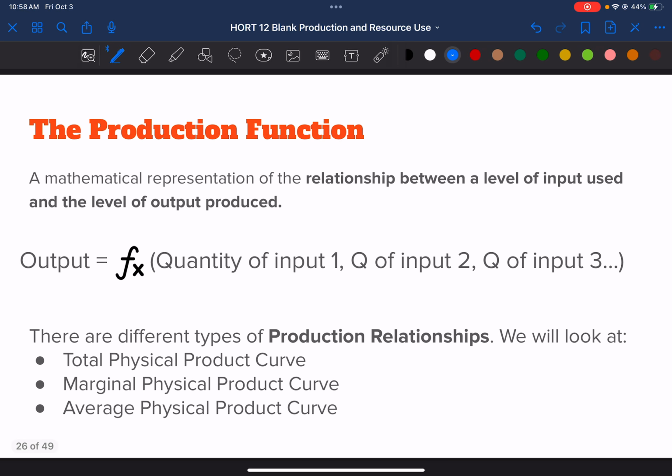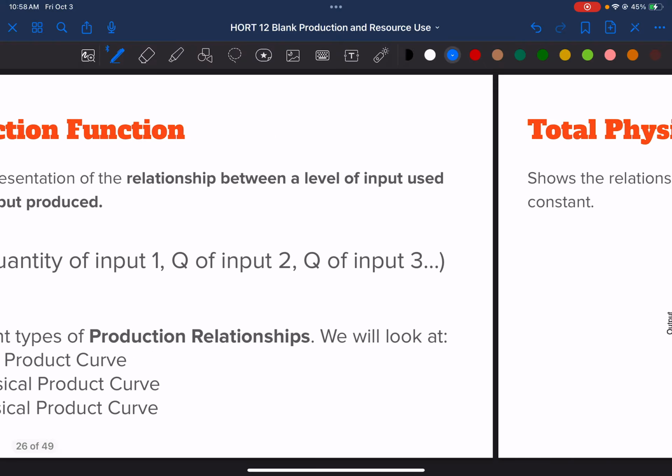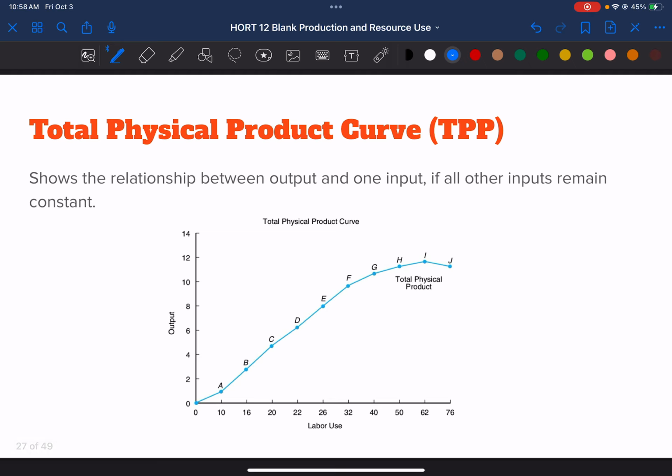And there's 3 different types of production relationships that we need to look at to understand this. We have the total physical product curve, the marginal physical product curve, and the average physical product curve. So let's look at the total physical product curve first. So this is a graph that shows us one of the inputs that we use, one of the inputs. And in this case, that is labor, right?